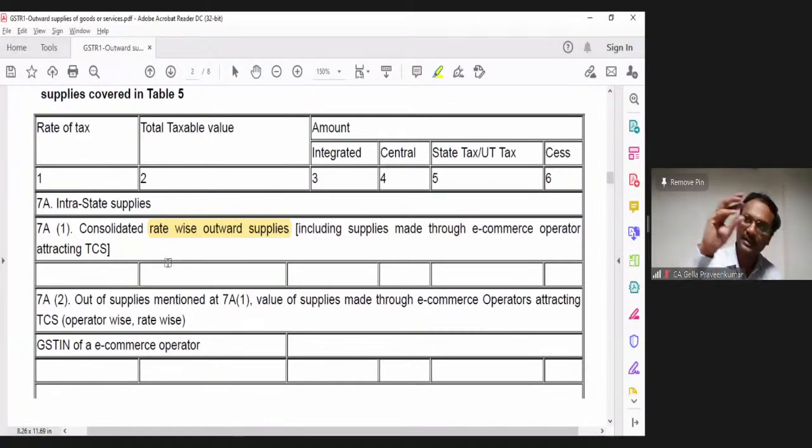I can have 12%, 18% goods. I can have 18% services. I can bunch 18% goods and 18% services together and do the data entry over here. For services, I may not have any credit note, but for goods, there is a possibility that there is a credit note.